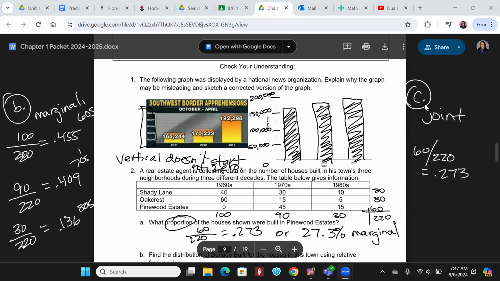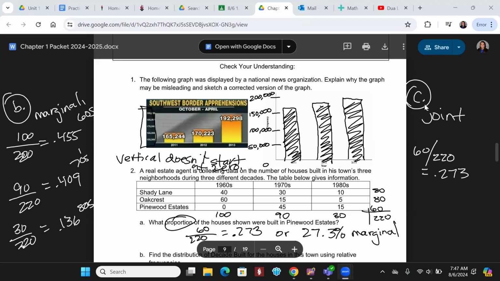Let me propose this question. What percent of Oak Crest homes were built in the 1960s? 75%. Okay, how do we know that? Because it's 60 over 80. What kind of relative frequency is that? Okay, good. Are we okay on that? Yes. All right, we okay? Questions, comments, concerns?